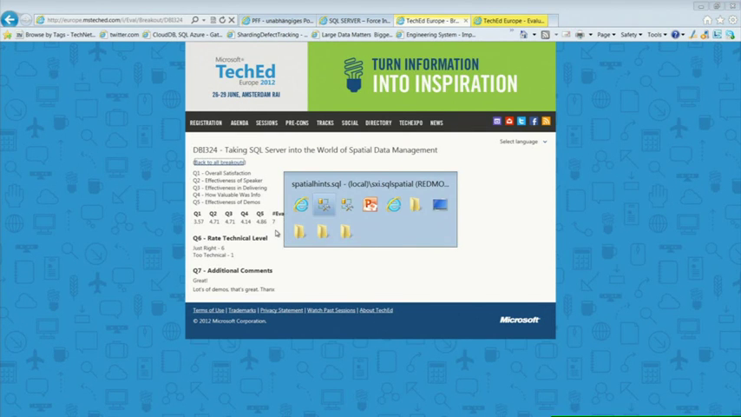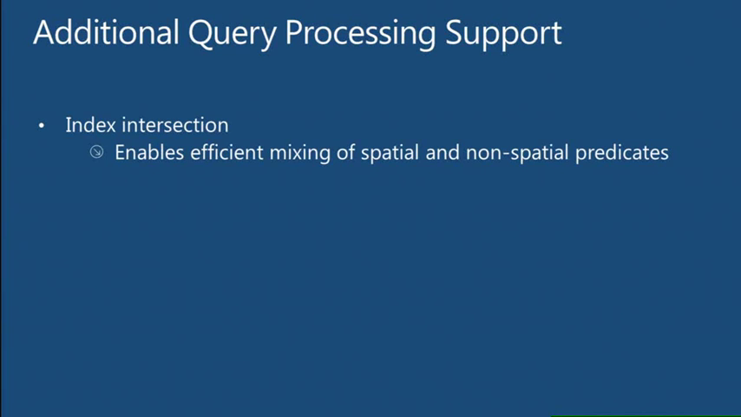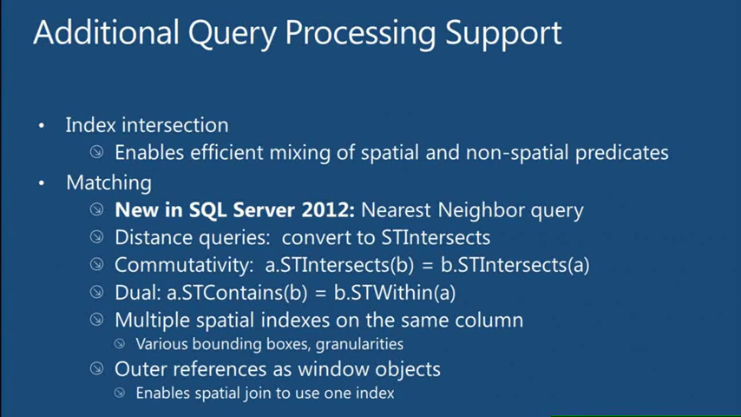Oops, let me go back here. So other things that we do is we actually give you the ability to use relational predicates to optimize further. So if you have relational data, you can use that, and it will be pre-filtering your spatial index lookup as well. I already mentioned the new matching types that we do. So we do nearest neighbor query, we do distance query. We've seen how we translate that into intersects. I've shown you commutativity. We also recognize duality, meaning A contains B is the same as B is within A. And so if you write either one of these queries and one of those columns has an index, we will choose the index regardless of how you write the query.